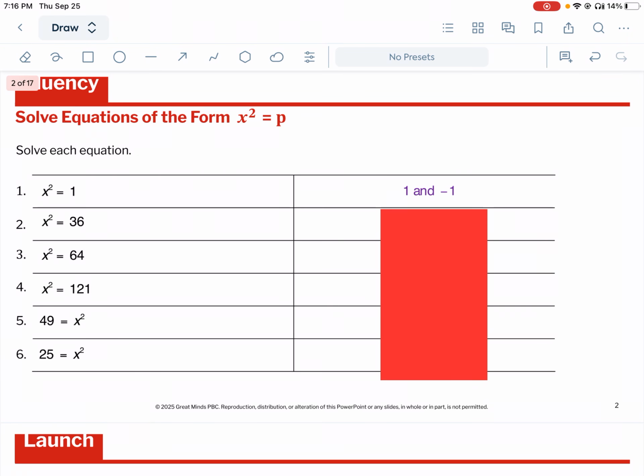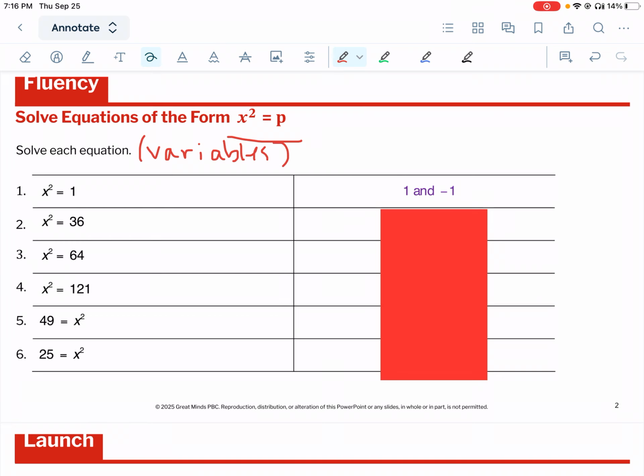First, we have our fluency, which is our warm-up. We're working with, again, our square root formula here. Expect to use it a lot for this particular lesson. Our square root formula is x squared equals p. For this particular set of questions, it just wants us to solve for the variables. I know it says solve each equation. I'm just going to write on the side, you're solving for the variables. So you're solving for the x values.